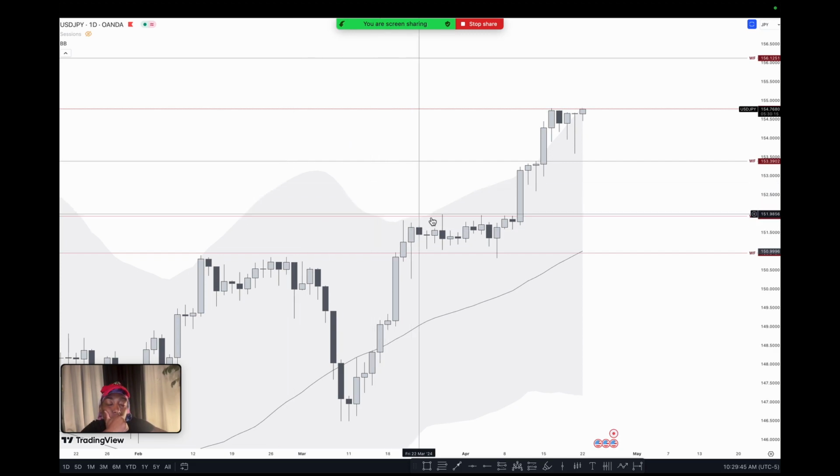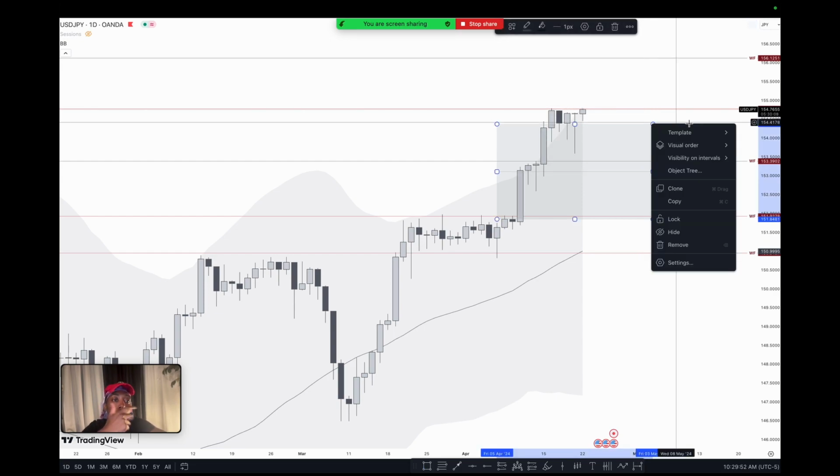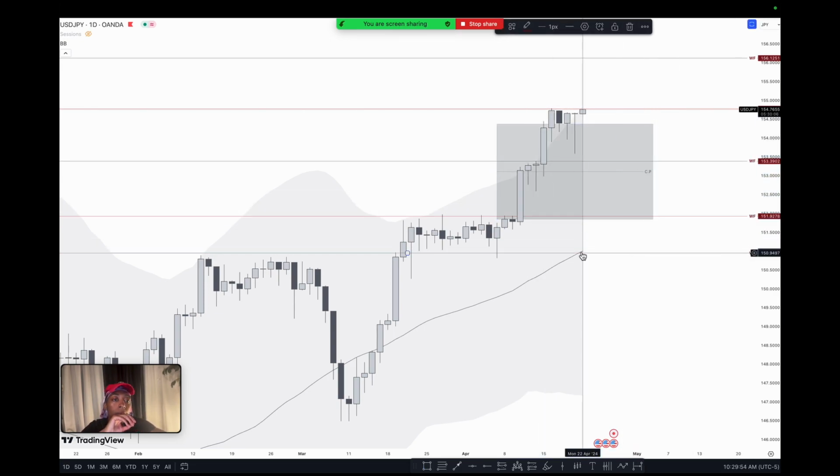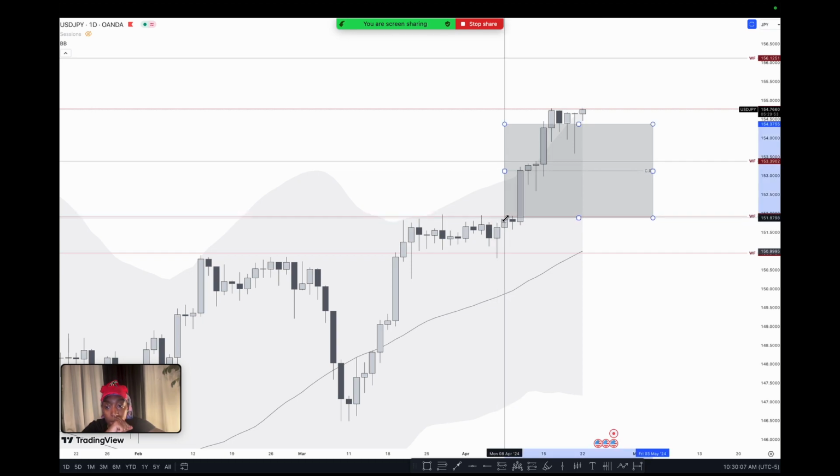Let's go to, and I draw this box because this represents the area within where I would look for the pullback to occur. So I'm looking for the pullback to boom, bounce into these areas and then go up. And I place the box from the end of the pullback into the start of the pullback.